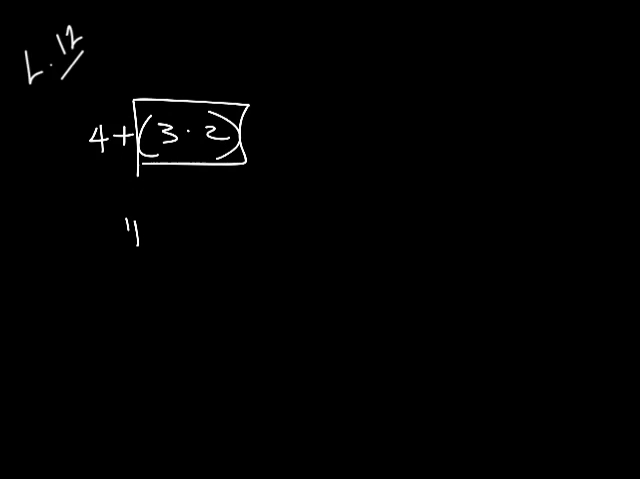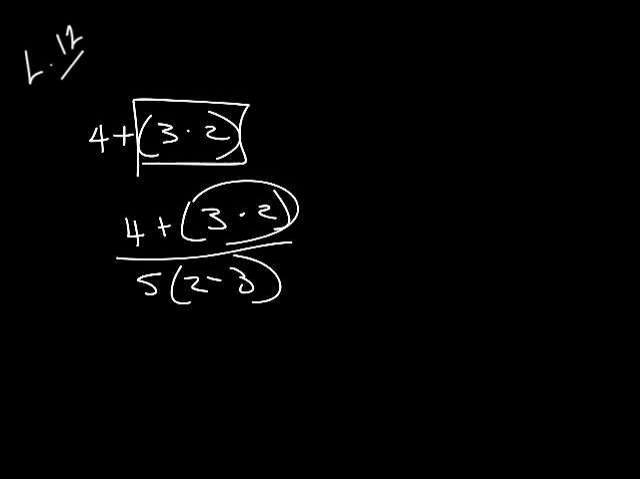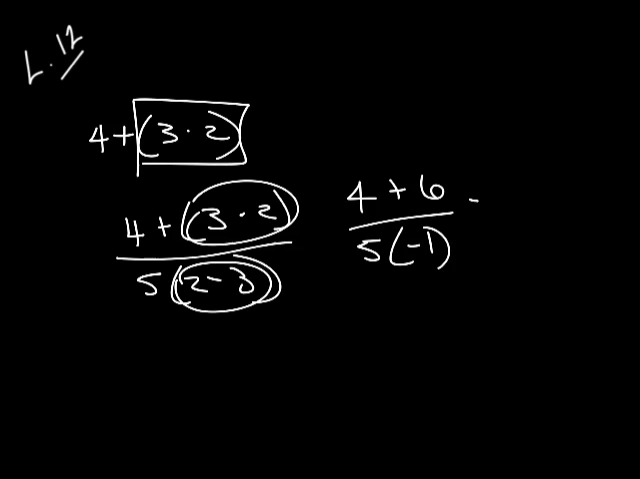If I had 4 plus 3 times 2, and I put that over 5 times (2 minus 3), I would do this first. So 4 plus 6 over, do this first. 2 minus 3 is negative 1. Okay, and then I would add 10 over 5 times negative 1 is that. 10 divided by 5 is 2, and because that negative is there, I'd get a negative for an answer.